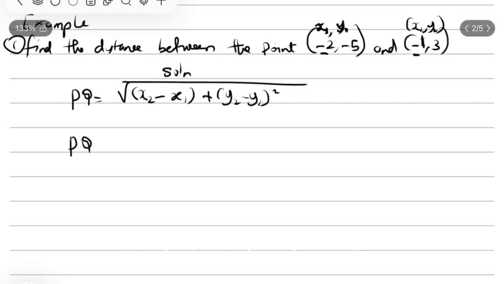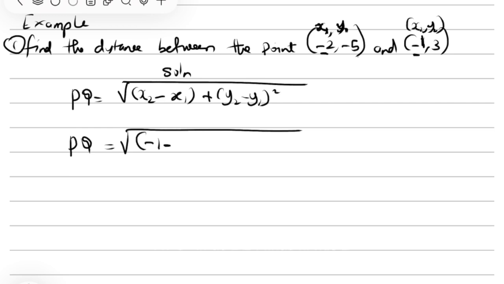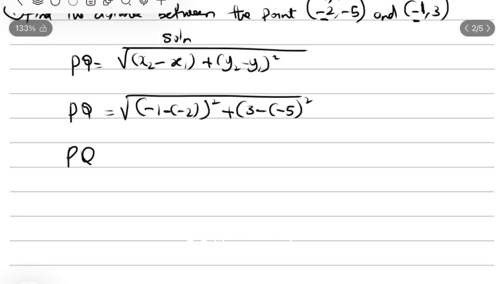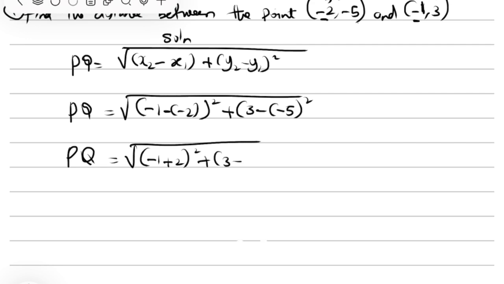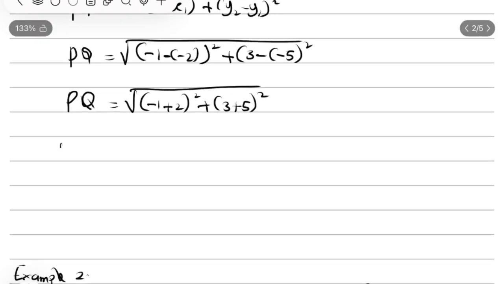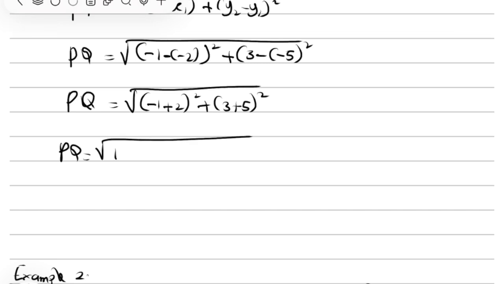So PQ equals, what is our x2 in this case? Minus 1, and our x1 is minus 2, so minus 1 minus minus 2, all squared, plus, what is y? 3 minus 5, all squared. So we have minus 1 plus 2 all squared plus 3 plus 5 all squared, which gives us 1 all squared plus 8 all squared.